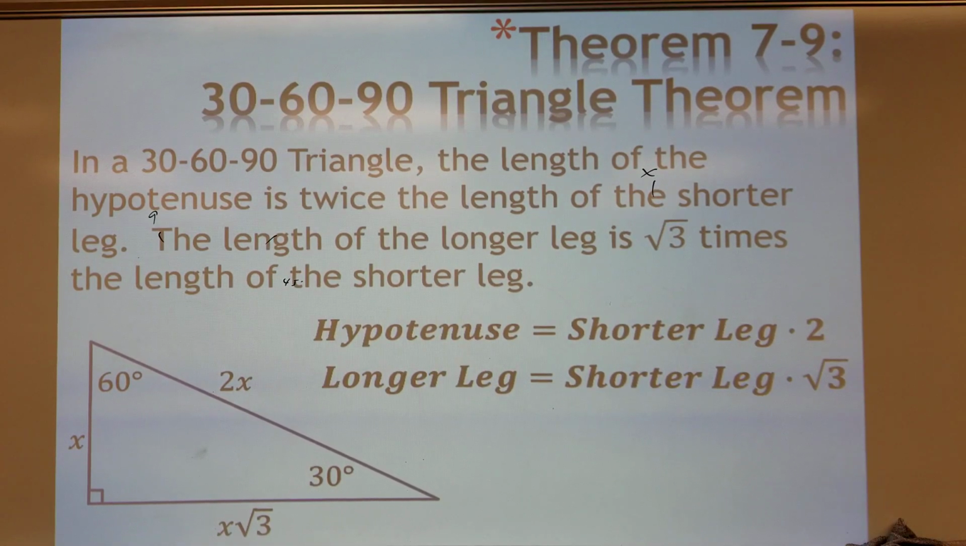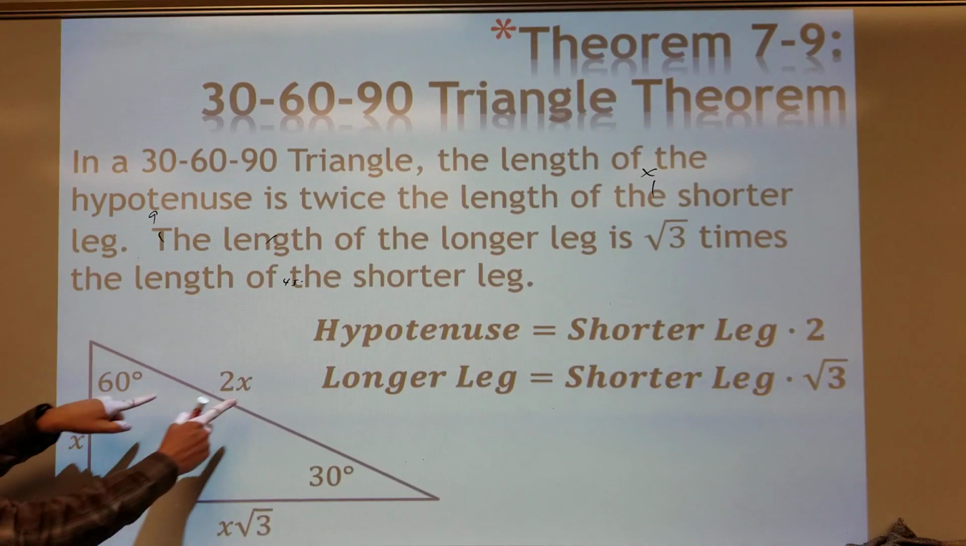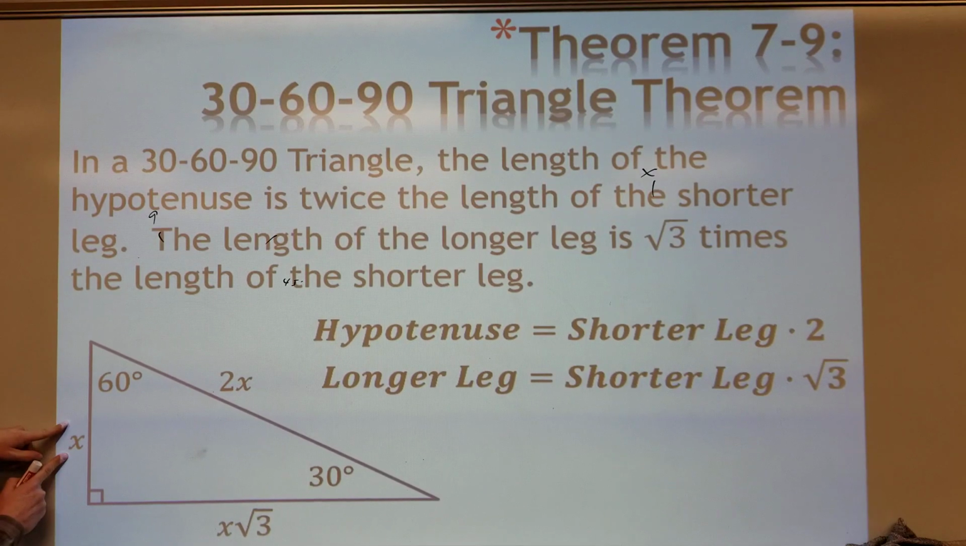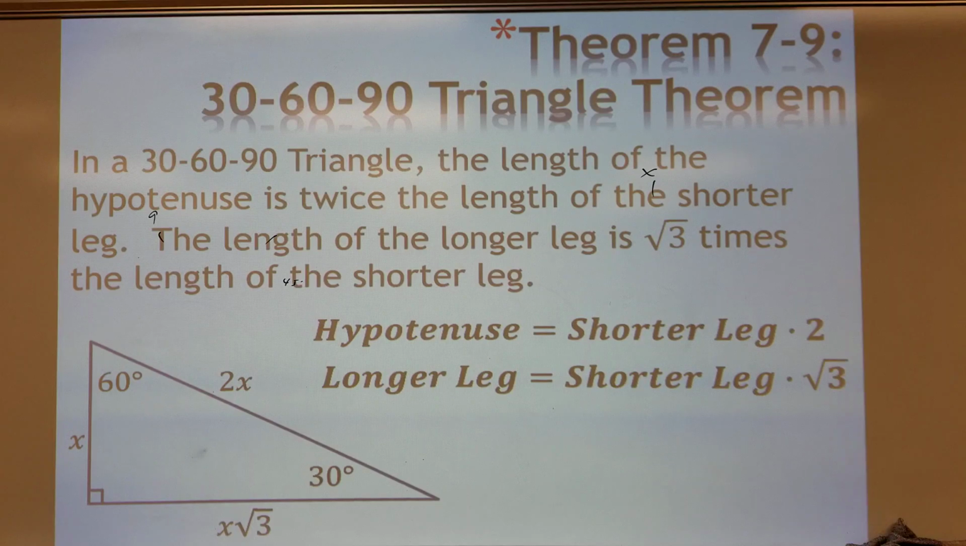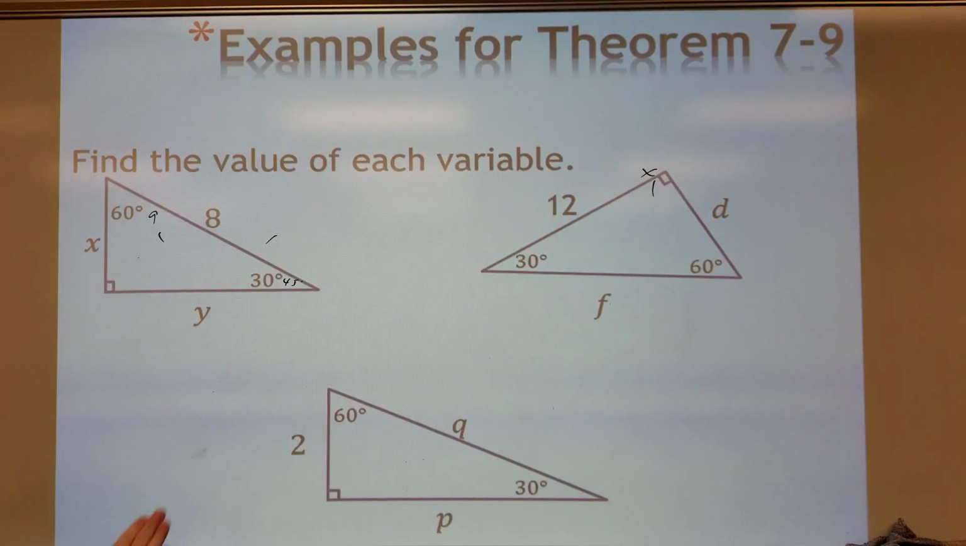And here are your two formulas. The length of the hypotenuse is equal to the short leg times 2. So if this is x, this is 2x. If this is 10, this is 2 times 10 makes 20. If this is 15, then 2 times 15 makes 30. The length of the longer leg is going to be that short leg times the square root of 3, as we demonstrated in the proof earlier. So have those formulas down.